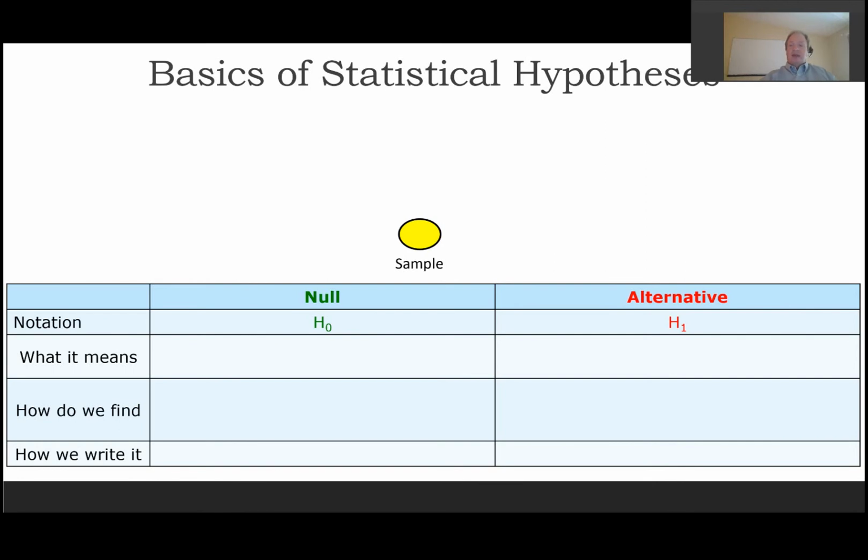So we have our sample, and we're trying to decide between two possibilities based on this sample. The first possibility is the null hypothesis is true. And this says that no change has occurred. The sample comes from the population where we know what the percentage was in the past.